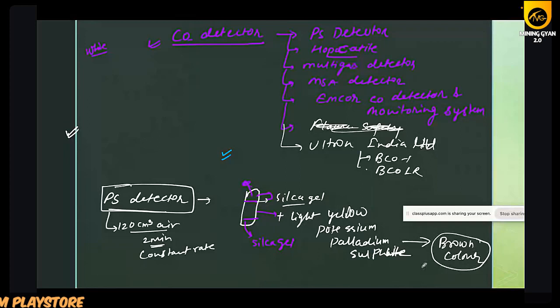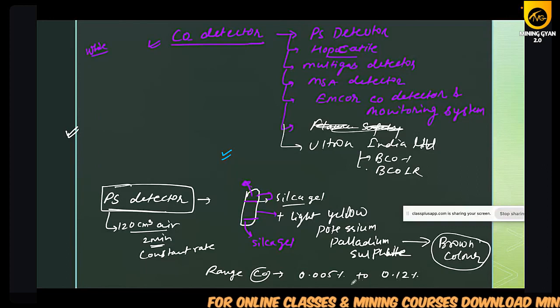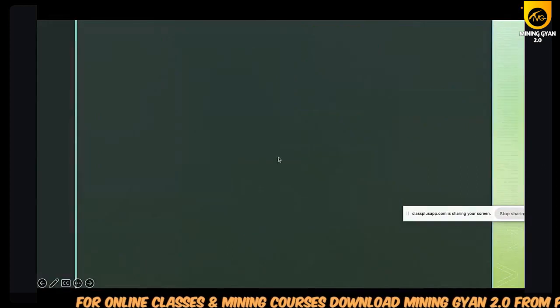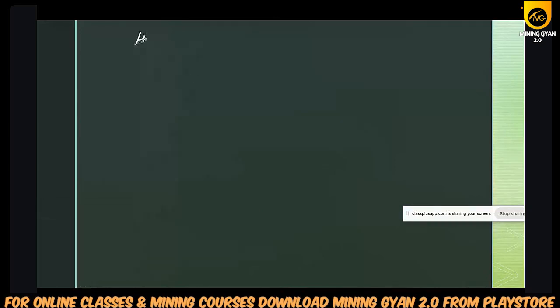Okay, so the range for CO in this apparatus will be 0.005% to 0.12%. Just remember, this is your PS detector. Now the second was the Hopcalite detector.